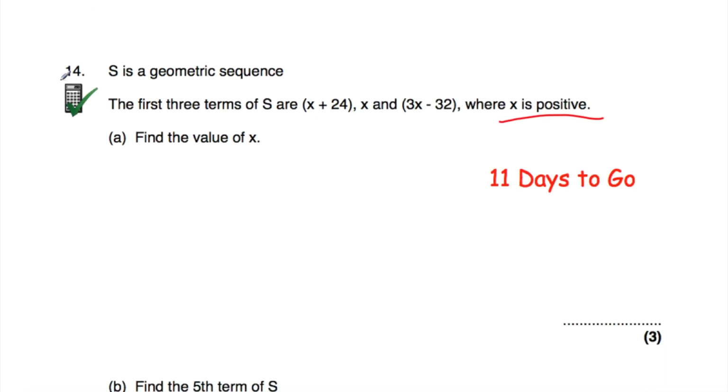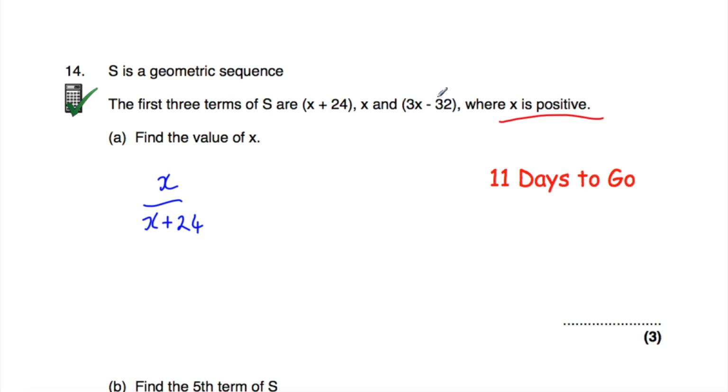Okay, let's have a look at our next question, question number 14, and it's on geometric sequences. And part A says find the value of x. So we've got this geometric sequence. Now with a geometric sequence, if you divide a term by the previous term, that gives you what you're multiplying by each time. So if I do x divided by x plus 24, the second term divided by the first term, that's going to be what we're multiplying by.